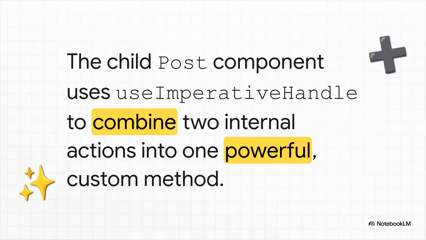So how does this work? Well, inside that post component, you'd probably have two internal refs, one for the comment list, one for the input field. And useImperativeHandle is what orchestrates the whole thing, exposing that one powerful method that coordinates both actions. It's a fantastic way to encapsulate complex behaviors.